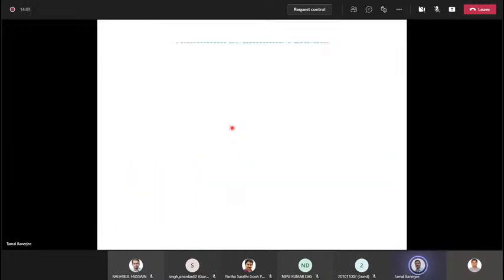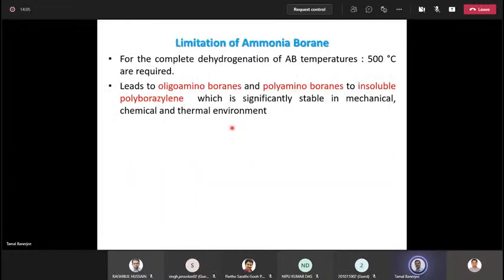Further, the limitations: if you use the earlier ammonia borane, that is a chemical hydride, some high temperature is required, and it also leads to formation of oligoaminoboranes and polyaminoboranes, to insoluble polyborazylene, which is significantly stable in mechanical, thermal, and chemical environments, which is not at all desirable.